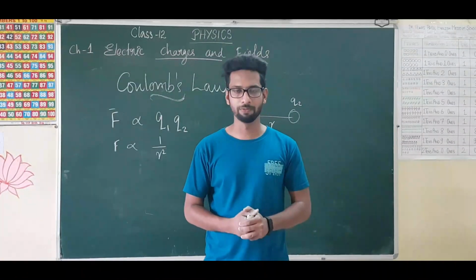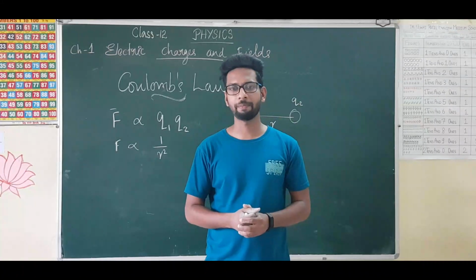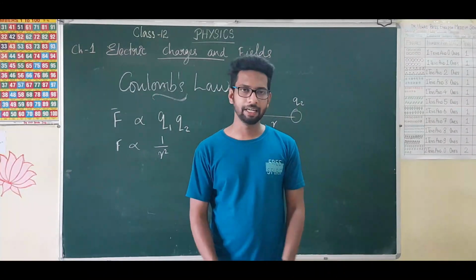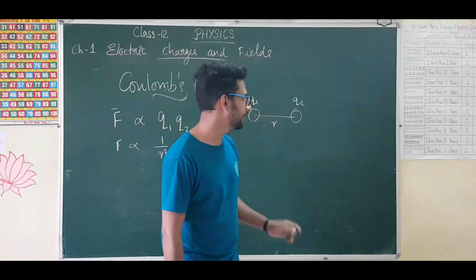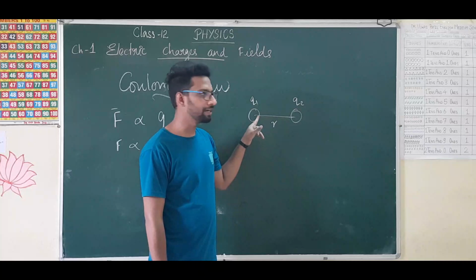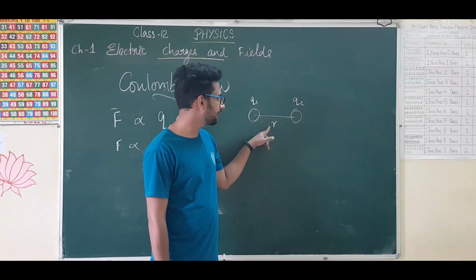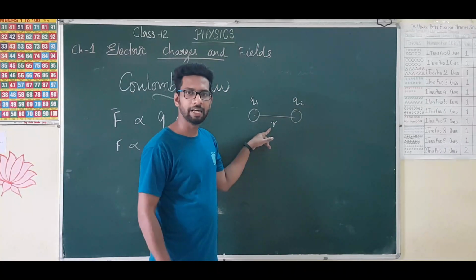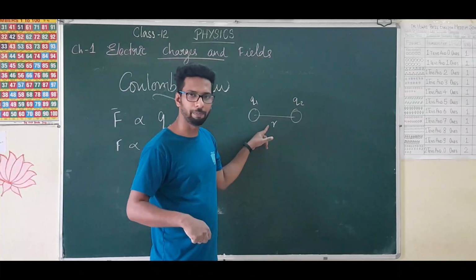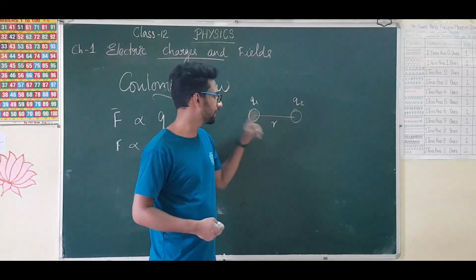Next topic is Coulomb's law. See, Coulomb's law gives the magnitude of the force of attraction or repulsion between two charges. Here we are considering point charges only. Consider two point charges Q1 and Q2. The distance between the centers of these two charges can be taken as r. Now we will find the magnitude of the force of attraction or repulsion between these two charges.